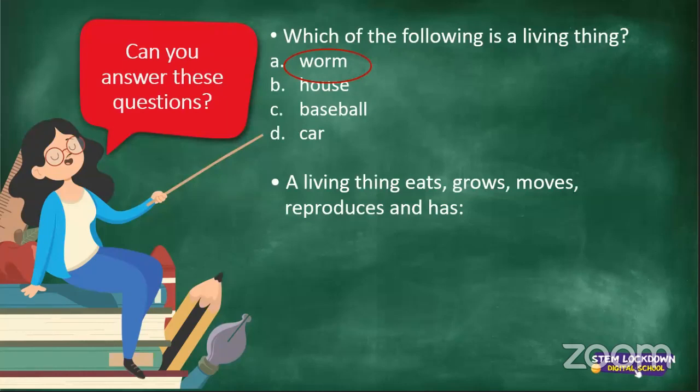A living thing eats, grows, moves, reproduces, and it has size, it has water, it has senses, or it has skin. Which one do you say? Let's see, most of you are right. It seems like all of you are right. Come, I need some more answers before I carry on to the next one.